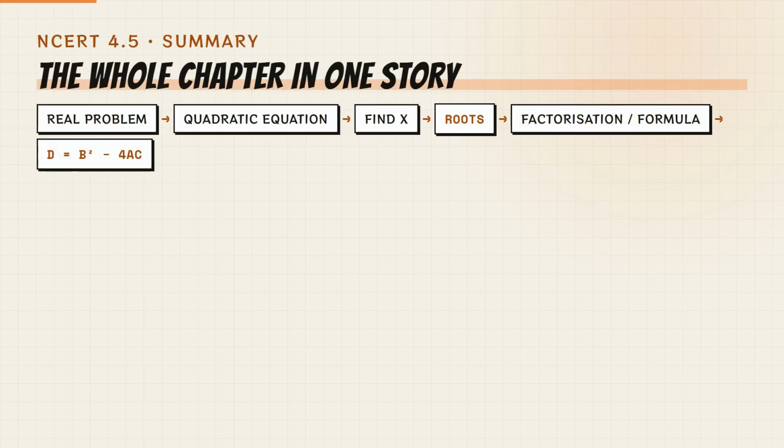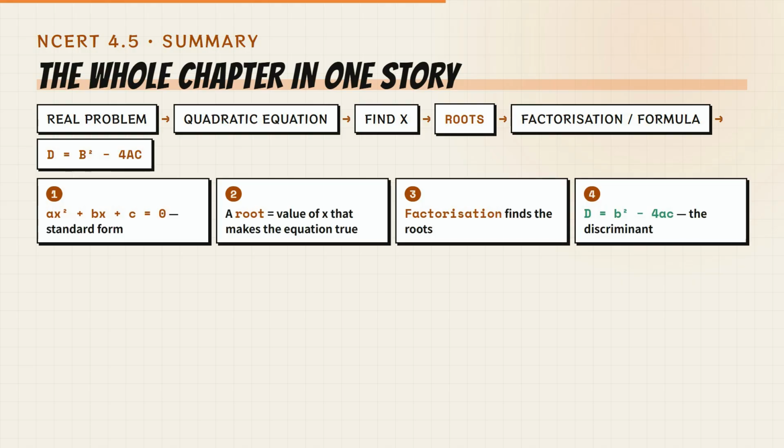Let's put the whole idea together. We can start with a real-life problem. That problem can give us a quadratic equation. Then we ask, which values of x make the equation true? Those values are the roots. We can find them using factorization or the quadratic formula. And the discriminant tells us what kind of real roots we have.